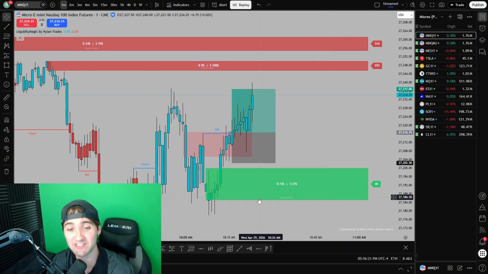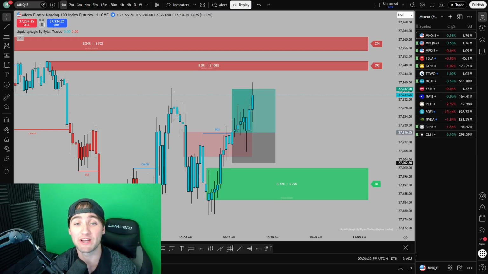Okay. With that being said, I always like to use signals as confluence. I'm not going to be entering trades blindly. I'm always going to make sure I have confluence when it comes to using this indicator and looking at these liquidity zones as draw on liquidity, meaning this is where price wants to go next.